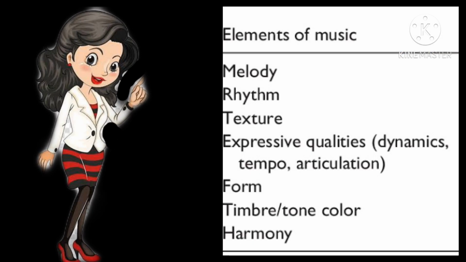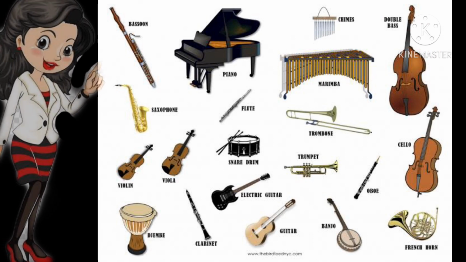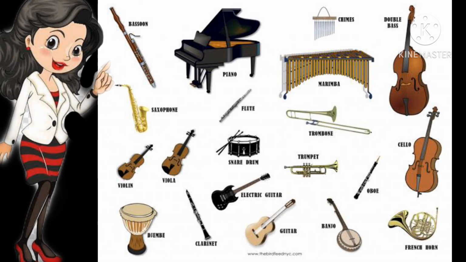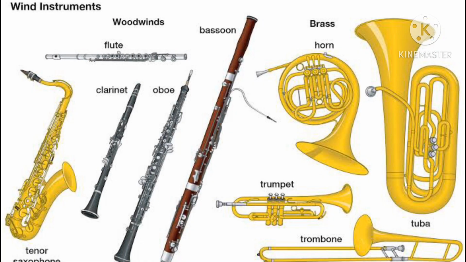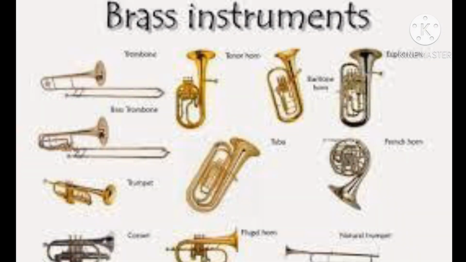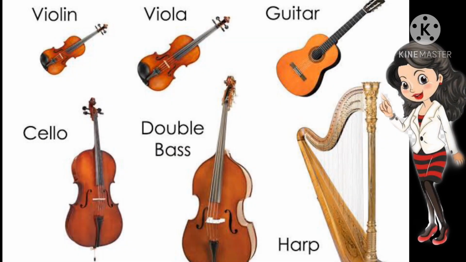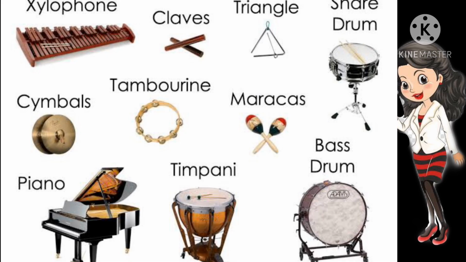Hope you still remember your lesson about the elements of music. Now let's have a review about how musical instruments are being classified. Do you know what are the classifications of musical instruments? Yes, we have woodwind instruments, brass wind instruments, string instruments, and percussion instruments.